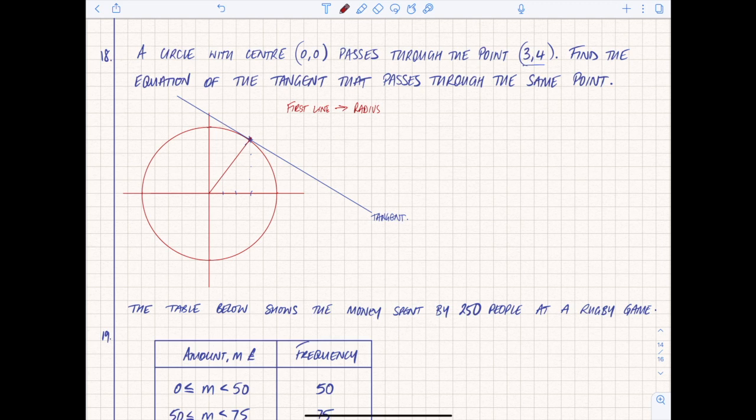Now, how do you find the gradient of a line? Again, you need to make sure you're happy with gradients of lines. It's change in y divided by change in x. And I can see here that my change in y is this part here. So 1, 2, 3, 4. And my change in x is the base there, which is 3. So 4 over 3. This red line has the equation y equals 4 over 3 x.